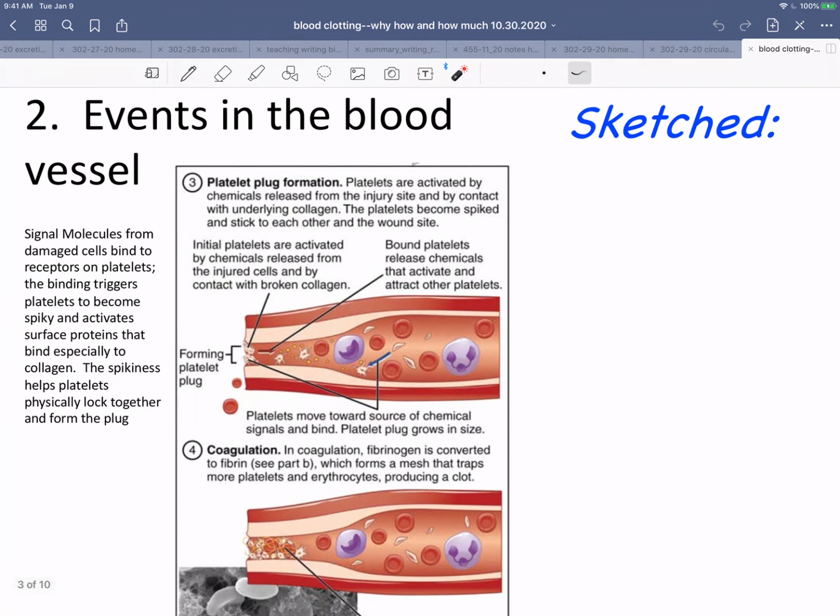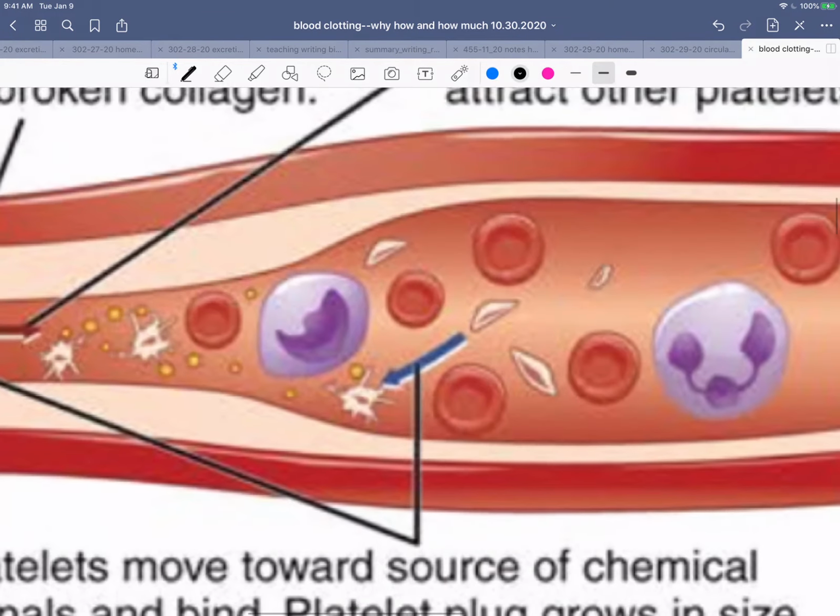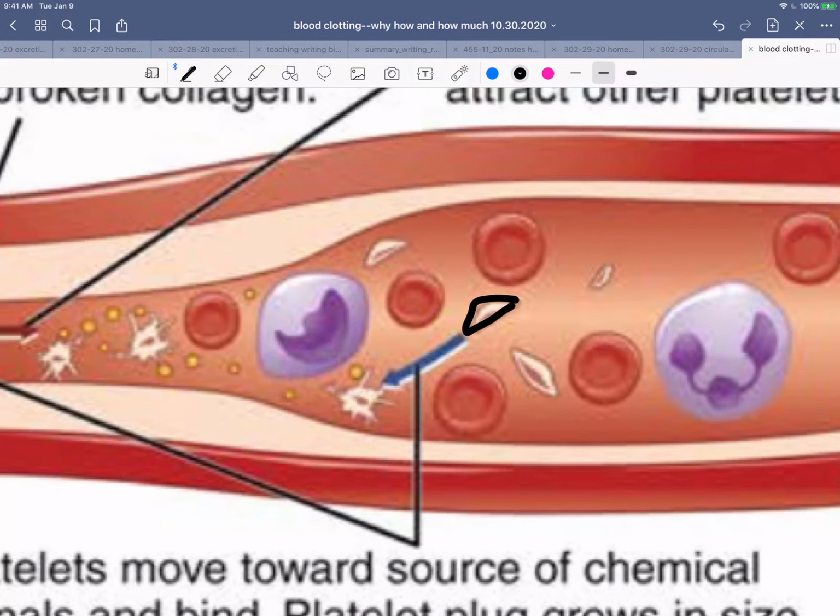Then what are the events inside the blood vessel? So those signal molecules from damaged cells, they are binding to receptors on platelets. So I'm going to start sketching. Here is a platelet. It's a fragment of a cell. If we zoom in, here is a platelet.